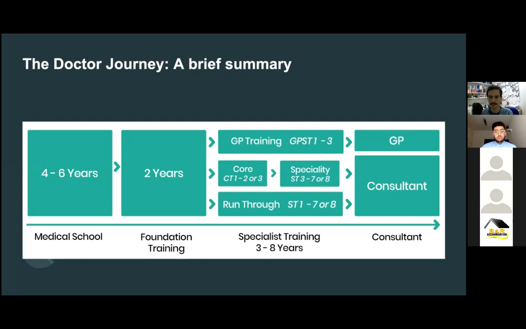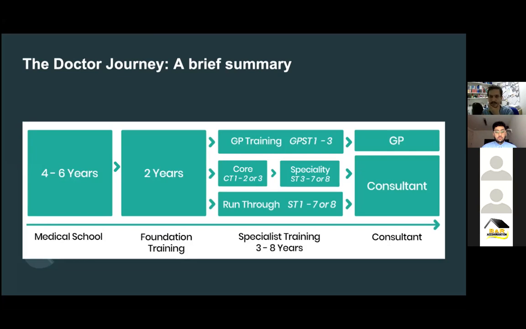But after you finish F2 and you want to do higher training, there are three main programs you can run through. One option is GP training, which is a 3-year program, and then you become more of a higher GP level. I think there are a few further speakers regarding life as a GP, so I'm just giving a brief overview. Another program is the core training program, which has actually been raised to the internal medicine program. So let's say, for example, you want to do cardiology, you'd have to do a core medical program for, I think, 1 or 2 or 3 years before you specialize as a registrar and then go on to consultant level.